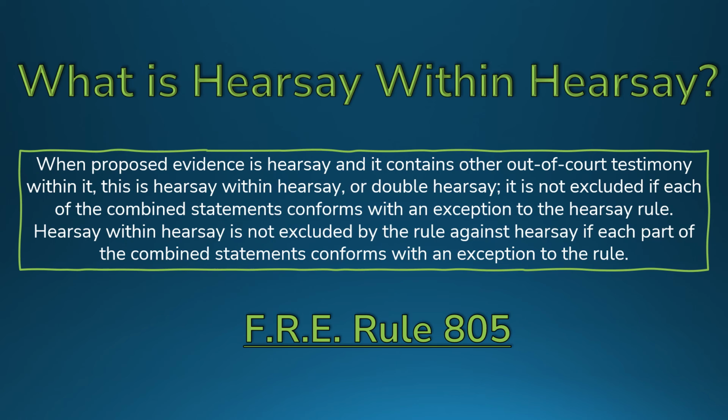According to Federal Rule of Evidence, Rule 805, when proposed evidence is hearsay and it contains other out-of-court testimony within it, this is hearsay within hearsay, or double hearsay. It is not excluded if each of the combined statements conforms with an exception to the hearsay rule. Hearsay within hearsay is not excluded by the rule against hearsay if each part of the combined statement conforms with an exception to the rule.